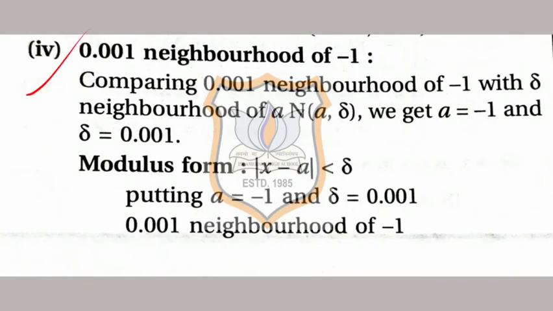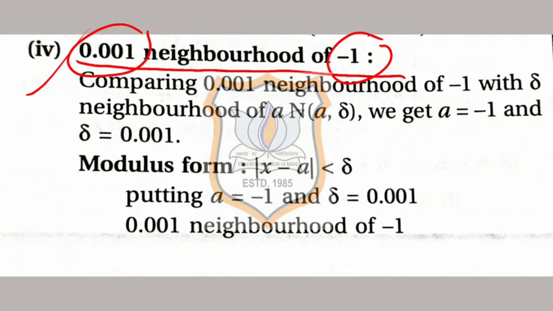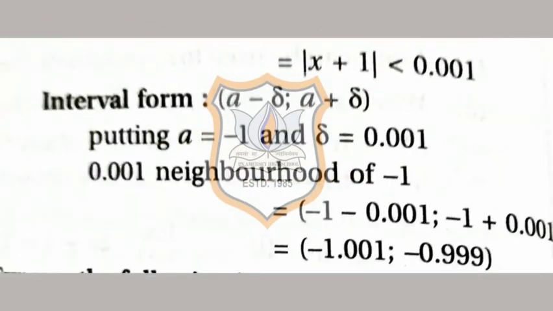Let's solve question number 4. 0.001 neighborhood of minus 1. So here A is minus 1 and delta is 0.001. So let's substitute A equal to minus 1 and delta equal to 0.001 in the form mod of x minus A less than delta. So when we substitute over here, the modulus form, we will get it as x minus minus 1, that is x plus 1, less than 0.001.